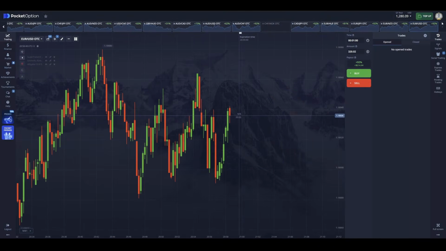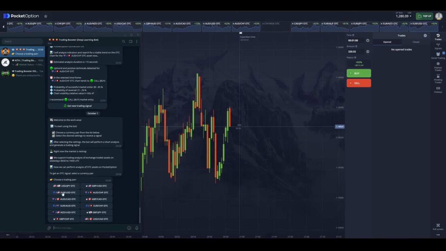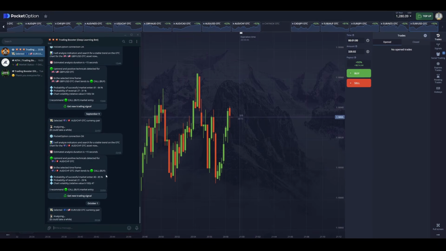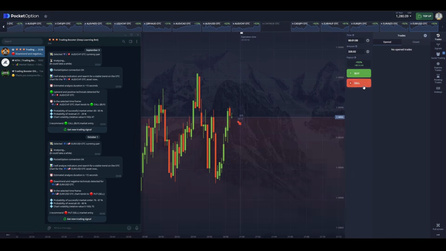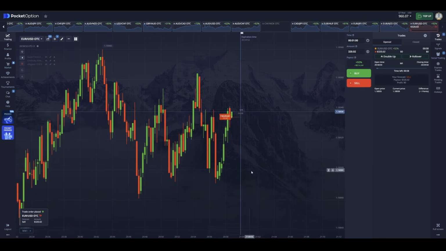For the next currency pair, I'm choosing Euro-Dollar. I'm switching to BoosterBot, selecting the same currency pair, and setting the trade time to 1 minute. Now I wait for a signal from BoosterBot, get a sell signal, and open a sell trade right from here.